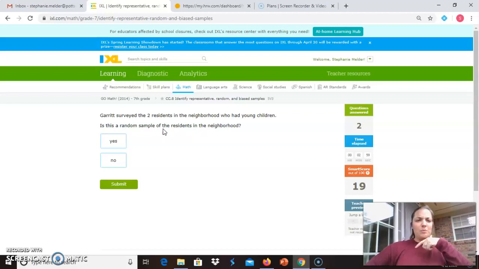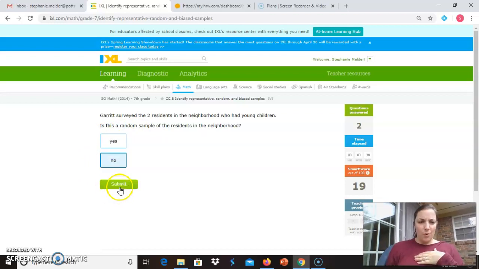Well, you might be asking, Ms. Melder, I don't know what it is they're sampling. Guys, that doesn't matter. We've got 2 residents who both have young children. And so what's likely going to happen is that they're going to have a viewpoint that might be very similar. It's not including maybe an elderly couple or a family with no children. So that wouldn't be a representative sample of that particular neighborhood. So what we're going to say is that no, this is not a random sample.